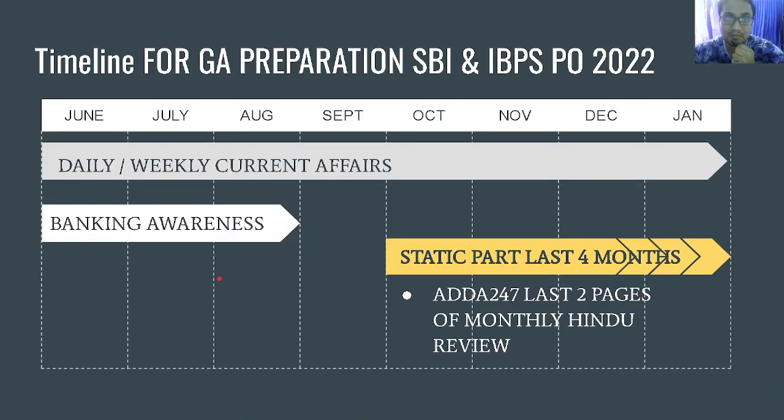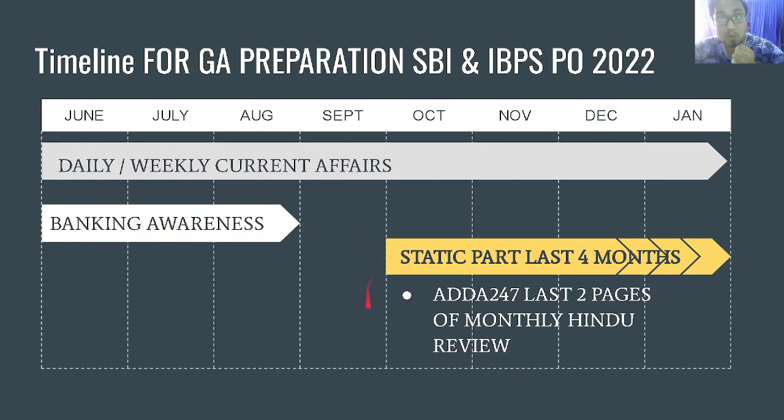Affairs Cloud. Before that you have to cover current affairs from June to January because the exam will be held in January. And in parallel, read banking awareness daily for at least 30 minutes. Then within 3 months you will complete that.